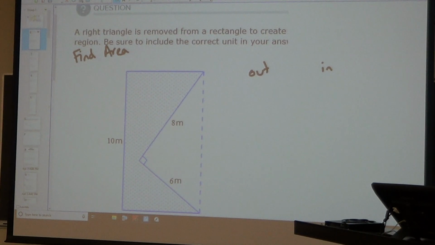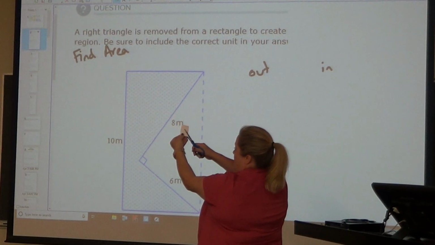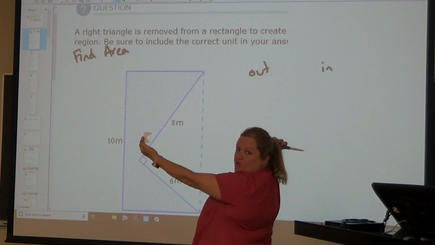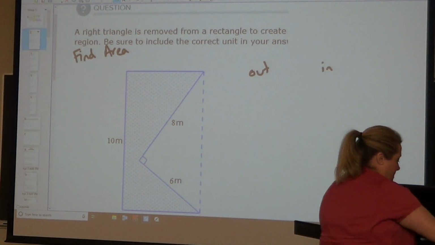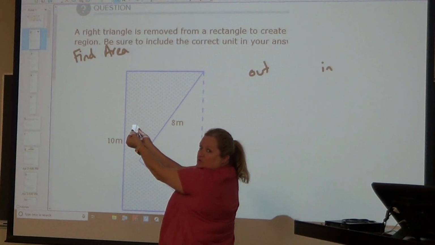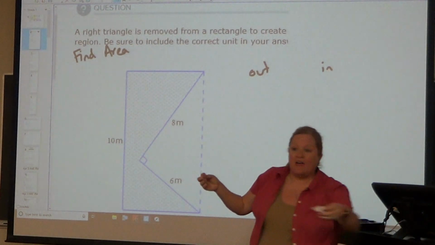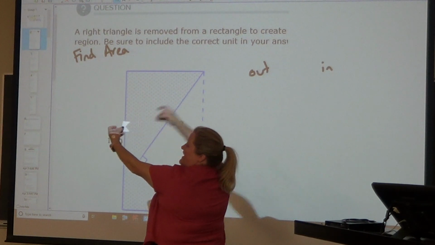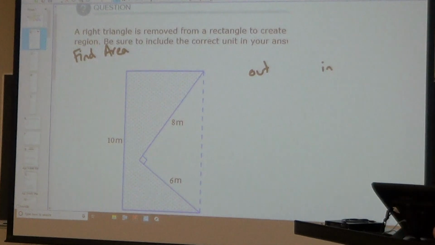So for this problem, we have a rectangle, and we are taking away a triangle. So this is a subtraction problem. If it was an adding problem, we would have a rectangle and we would add on a triangle. If you're gluing them together, that's an adding on. If you're taking them away, that's a subtraction. So if your problem is sucking in, collapsing, that's a subtraction. So this one is going to be a subtraction.